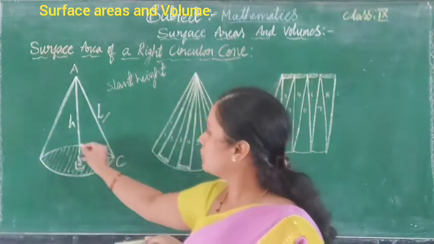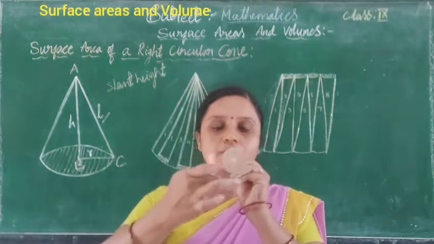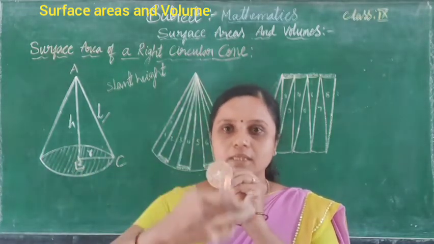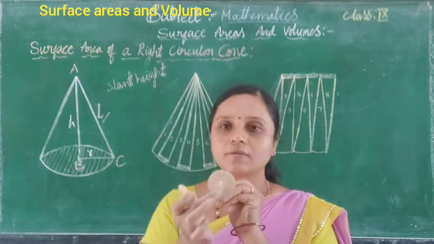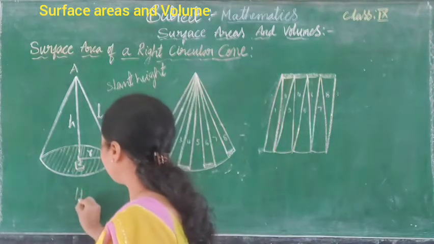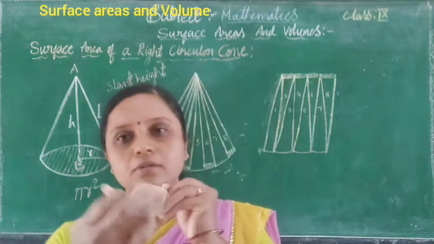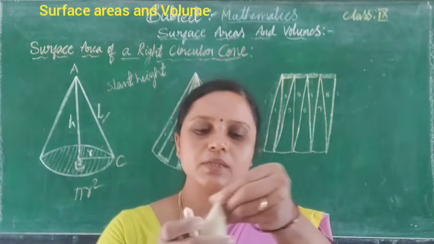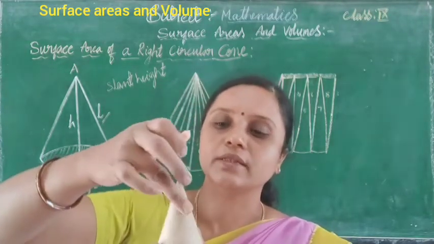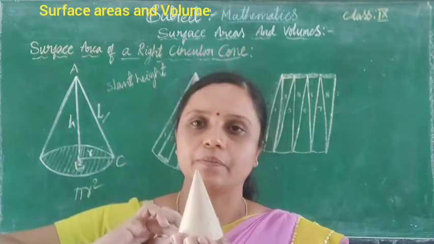This shaded portion is nothing but the base. The base is in the shape of a circle. What is the area of this circle? Pi r square. So I have found this base area. What is the formula to find the curved surface area?